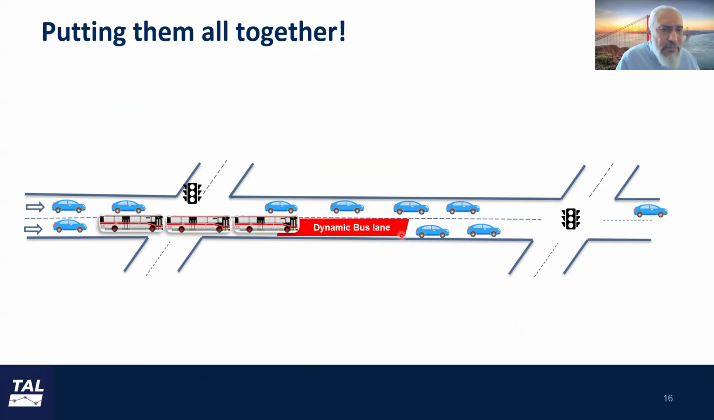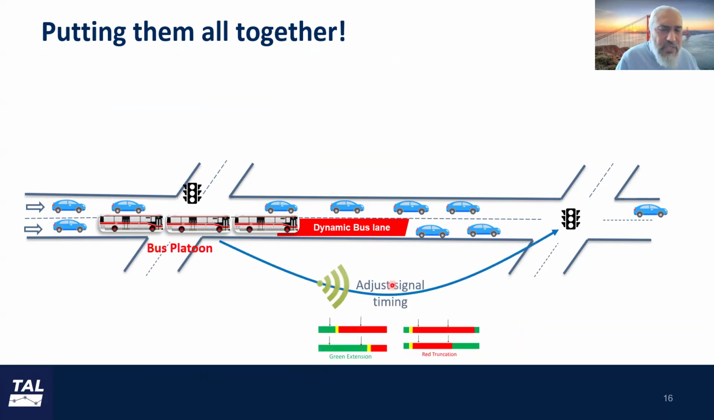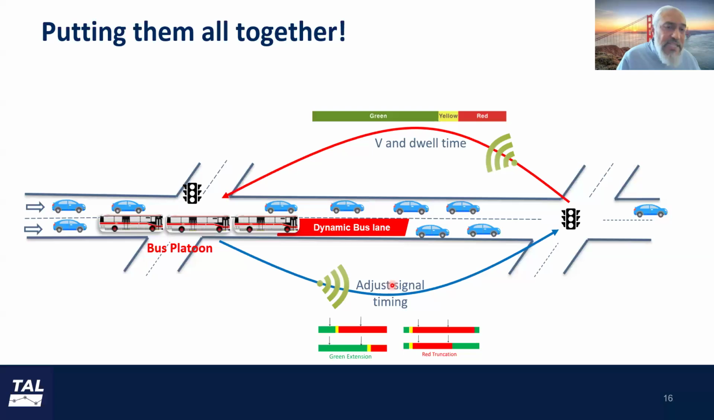You activate for them a dynamic bus lane where this bus is sending messages to all neighboring vehicles: clear the way for me. And then the platoon would send a message to the traffic signal, the infrastructure: hey, we're coming, give us priority. So the traffic signal sends back a message to the platoon: drive at this particular speed, or wait at the next stop this amount of time, and so on.